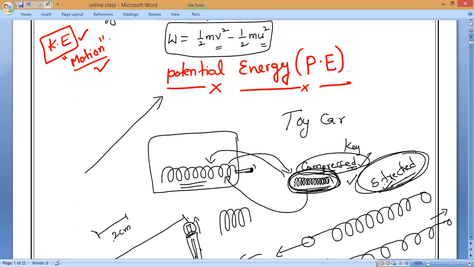You can see some work is done in both compressing and stretching the spring. So that is why the stretched or compressed spring possesses energy by virtue of its what? Due to the what, guys? Can you tell me? Change in the what? Yes, sir. Change in the shape and size of the spring. Have you noticed it, everybody?